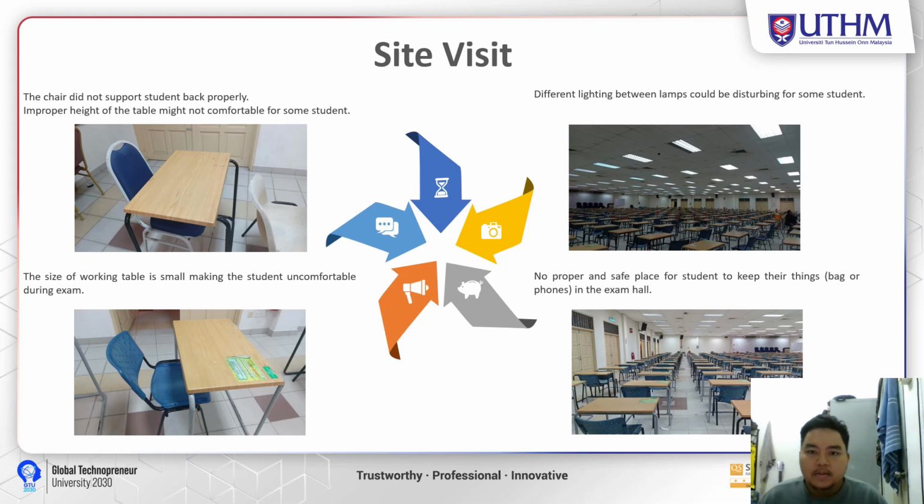Next, different lighting between the lamps could be disturbing for some students. And there is no proper and safe place for students to keep their things such as bags or phones in the exam hall, causing them to feel not safe whenever they have to put their goods outside of the F2 hall.